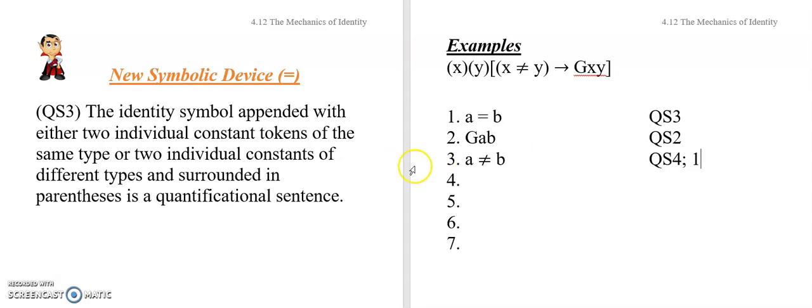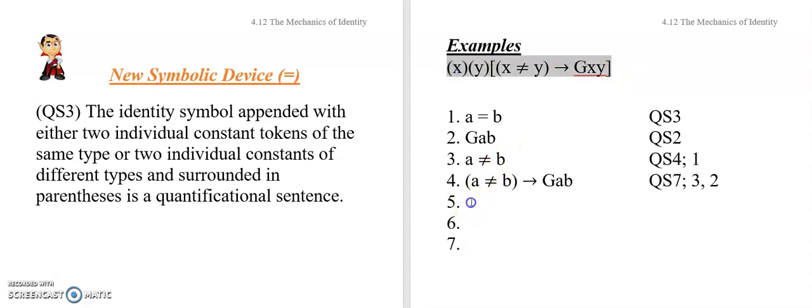All right, and then of course we want to start building these things up. So we'll take this one, which we just showed was a sentence, and we'll apply QS7, our conditional rule, like this. QS7 to lines 3 and 2. All right, and now that we've got that, it's a matter of tacking on our quantifiers one at a time.